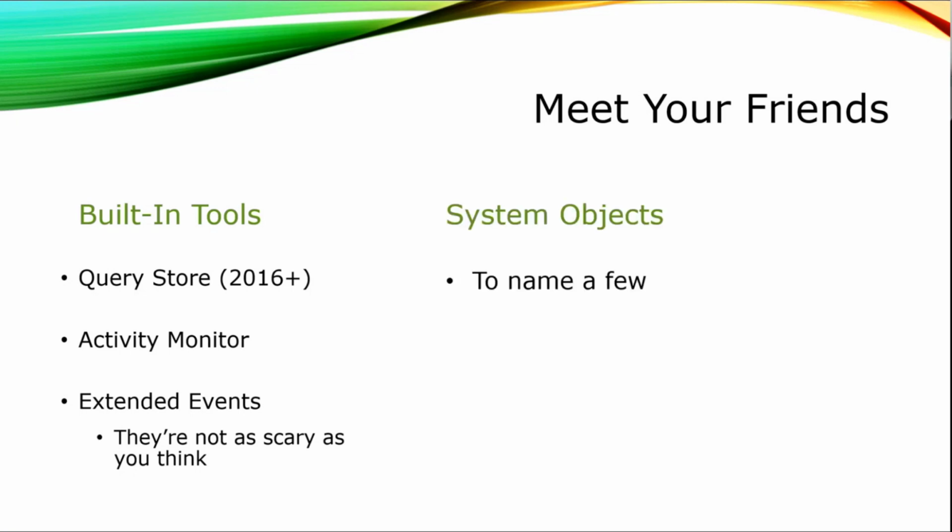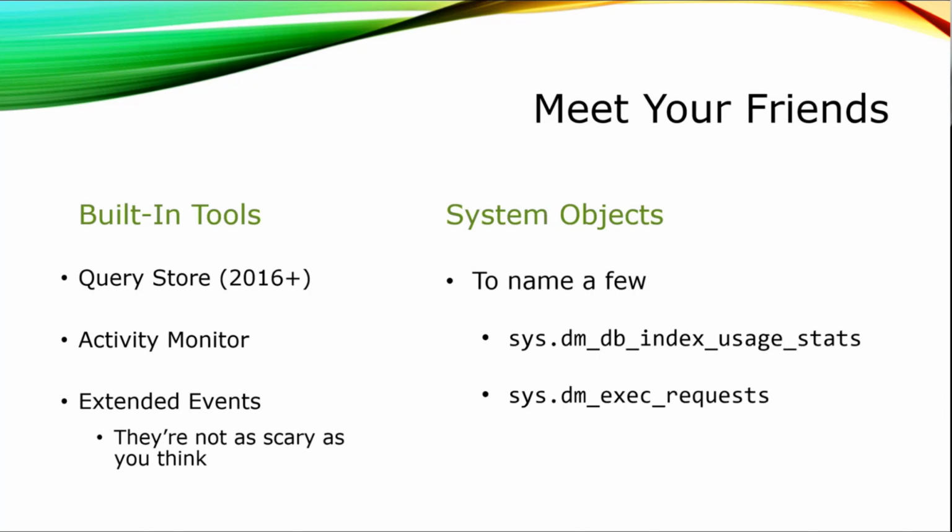And then we have some system objects, to name a few because there are so many. Index usage stats. A lot of my process starts at this index utilization point. And then the execution requests, and subsequently the SQL text that is going to take the handle off of the requests and give you that full text.